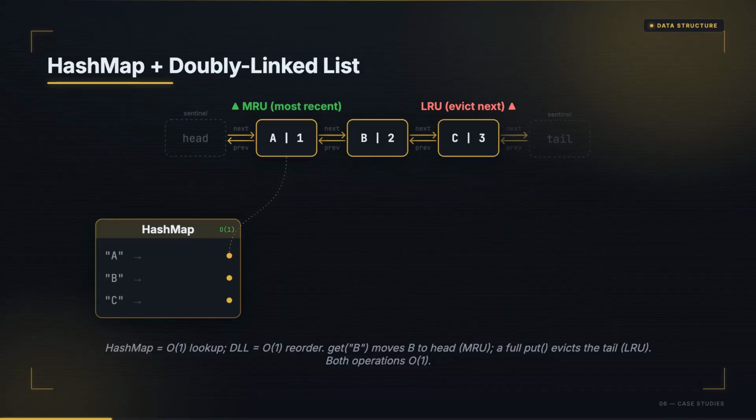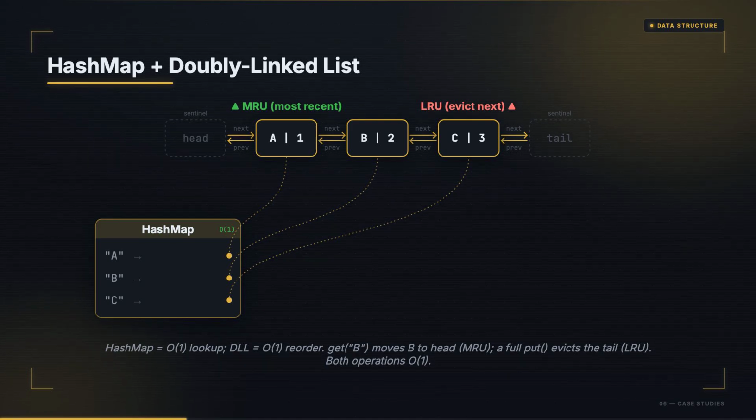Here's the insight that unlocks the problem. You need O(1) lookup. That's a hash map. You need O(1) ordering. Move any element to the front, remove the last. That's a doubly linked list. Neither structure alone does both. Together, they do. The hash map stores key to node. The doubly linked list maintains recency order. Head is MRU, tail is LRU.